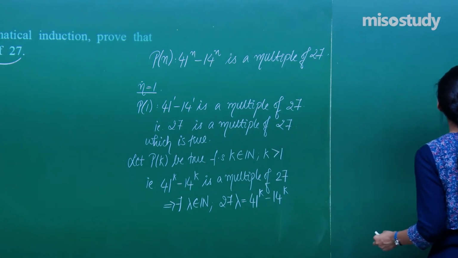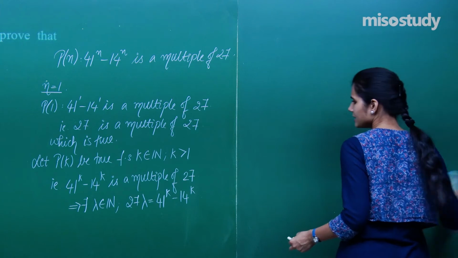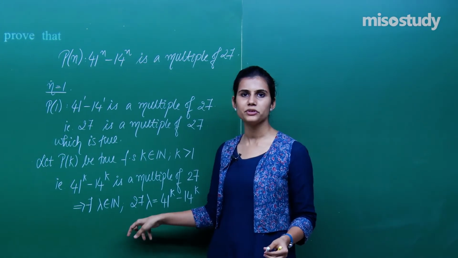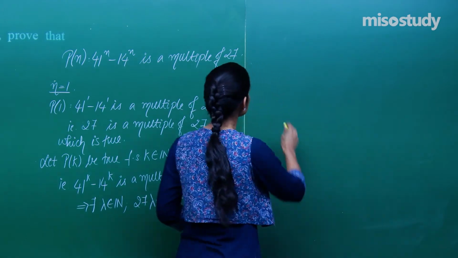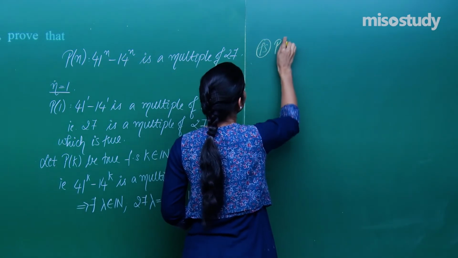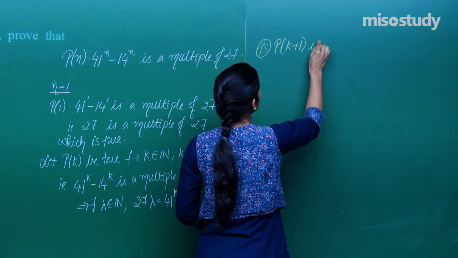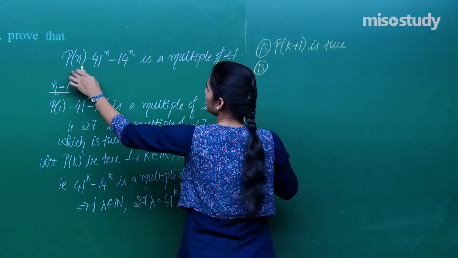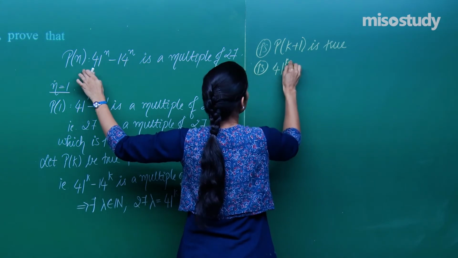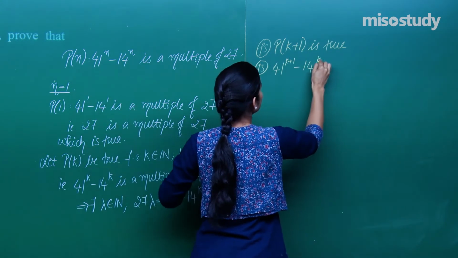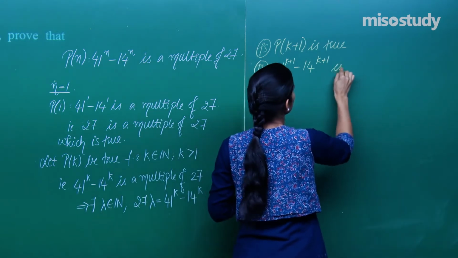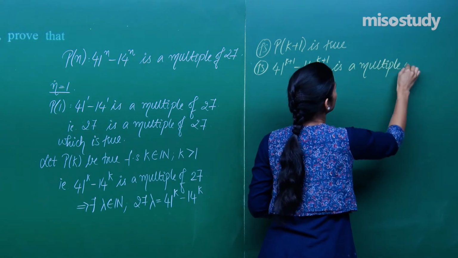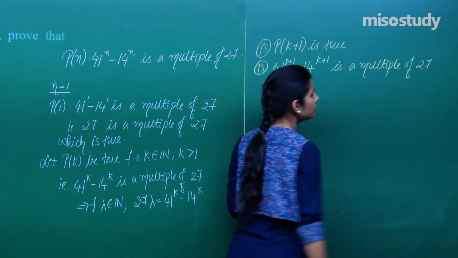Let Pk be true, that means Pk is holding true. That means yes, there exists some lambda for which 41 to the power k minus 14 to the power k can be written as 27 lambda. Using this, I need to show Pk plus 1 is true. That means I have to show what? Pk plus 1, that means 41 to the power k plus 1 minus 14 to the power k plus 1 is a multiple of 27. I have to show this.